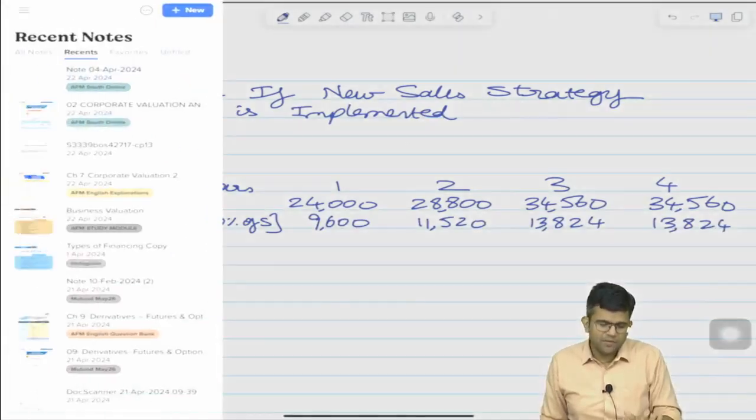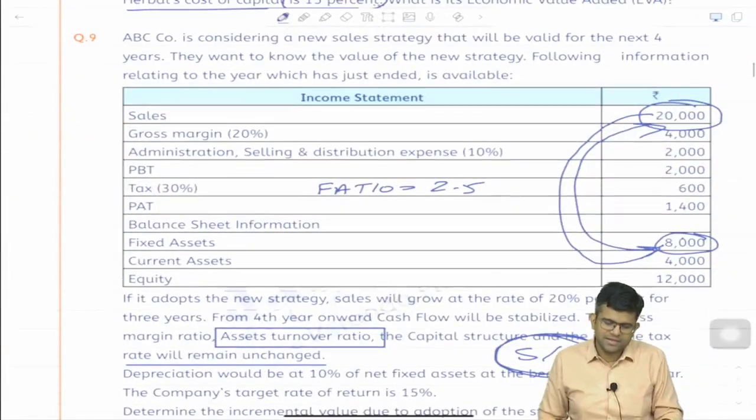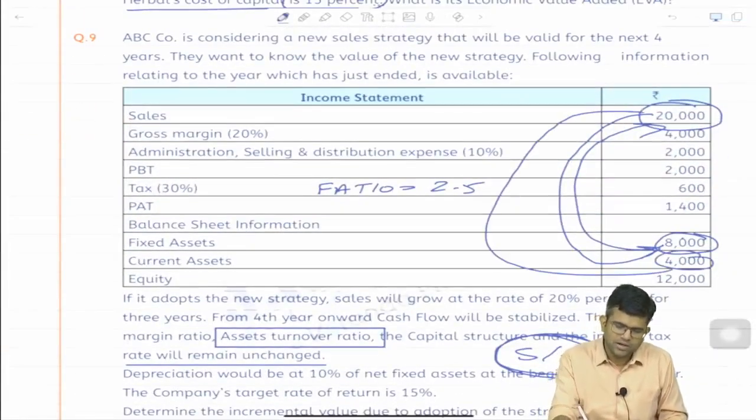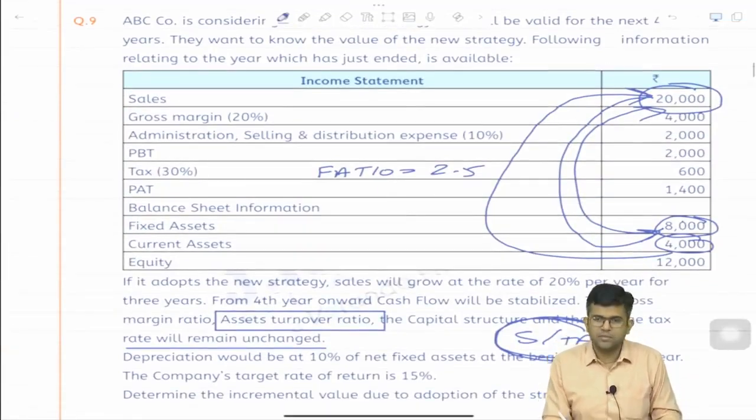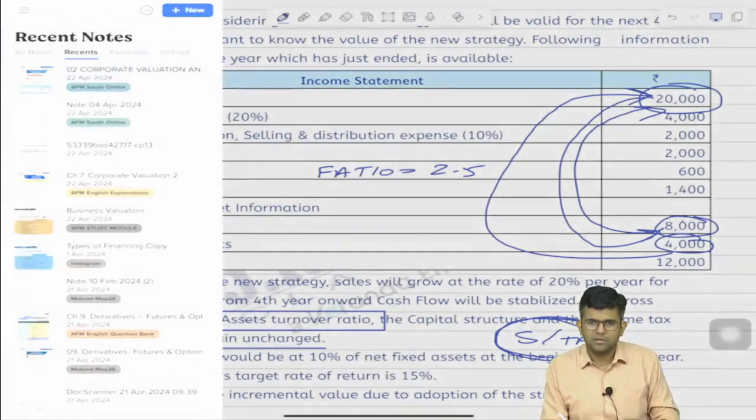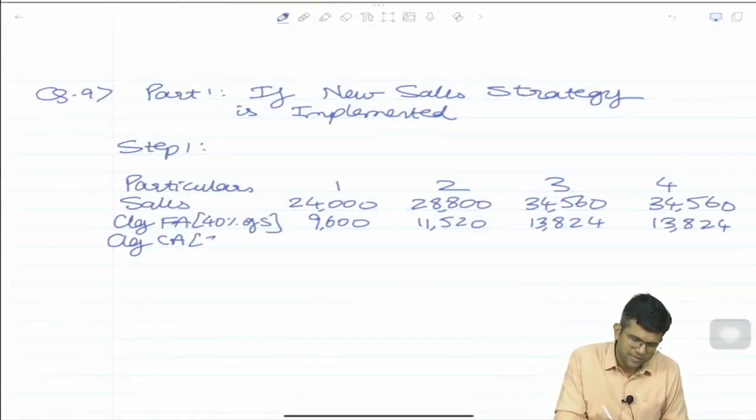Similarly, tell me what is the relationship between current assets and sales? 4,000 upon 20,000 into 100. 25%, no? Am I right? No, not 25. 20%. So current assets will be 20% of sales. Give me the number, please.